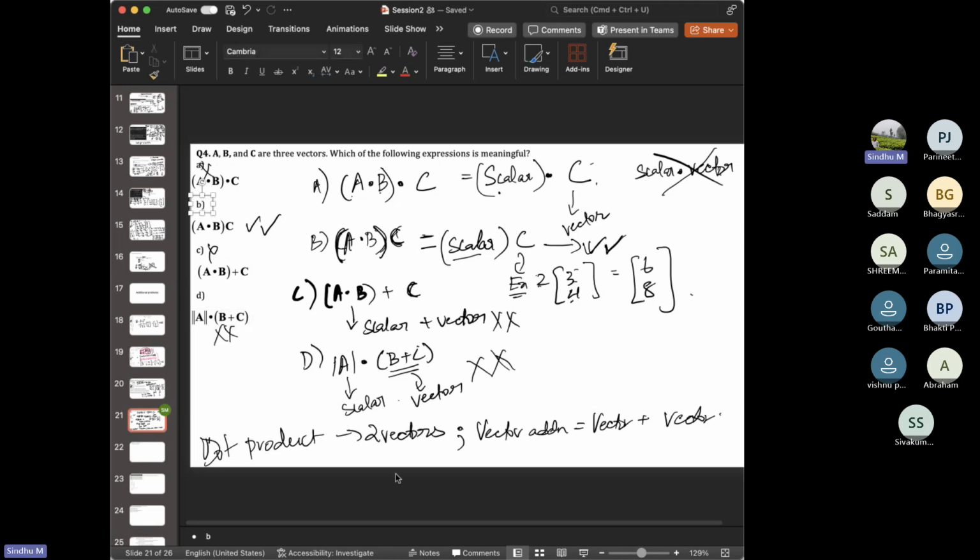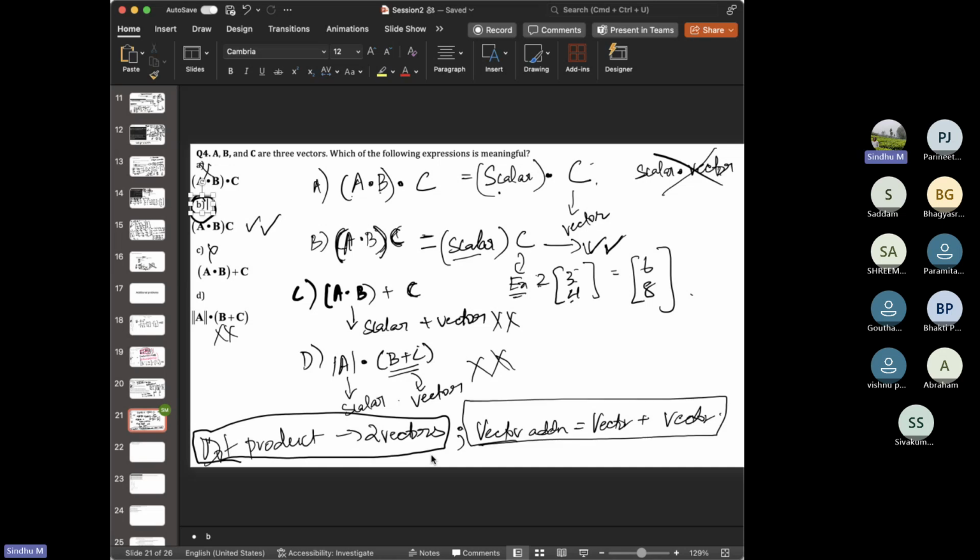So this question is based on the concept that for a dot product, you can only do a dot product of two vectors. You can't do it with a scalar. And similarly, for vector addition, you can only add two vectors, vector plus vector. So you can't add vector plus scalar. So you need two vectors for vector addition. So this is the concept behind this question. So the correct answer is option B.